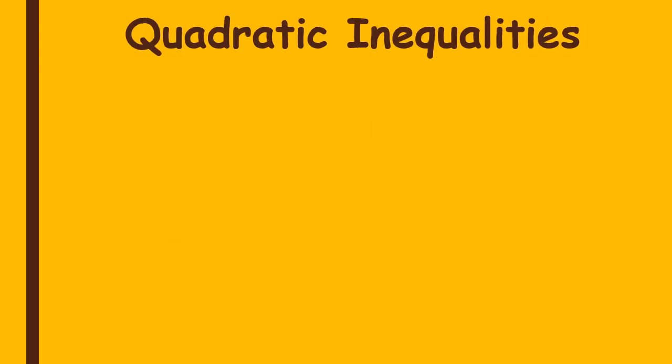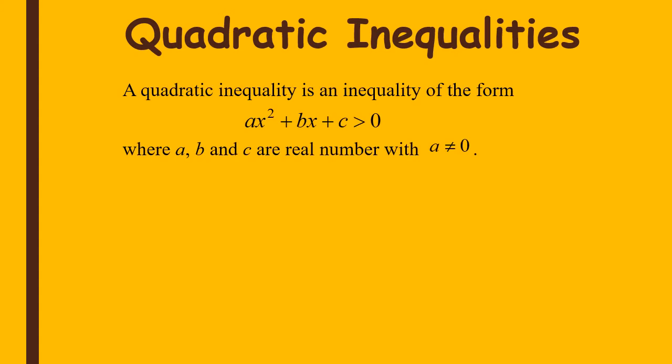Okay, so the next part is quadratic inequalities. A quadratic inequality is an inequality of the form ax squared plus bx plus c more than 0. So we have the form ax squared plus bx plus c on one side, where a, b and c are real numbers, and a must not equal 0. Why? Because we should have a coefficient for x squared, then only it is called quadratic.